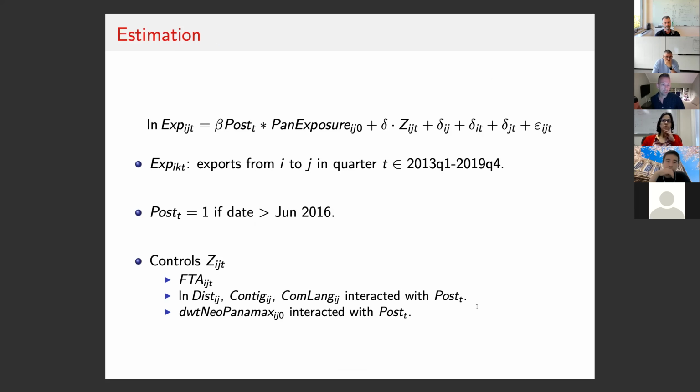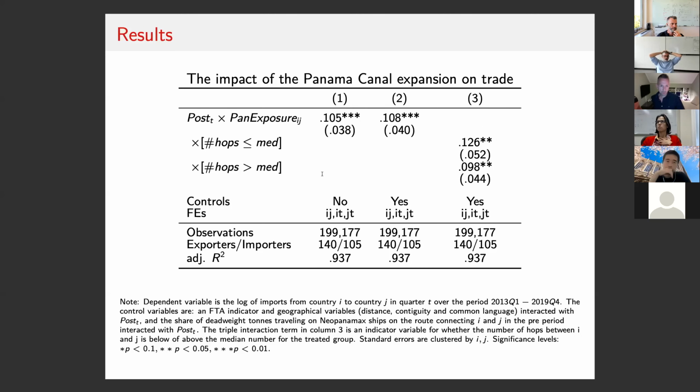So this is our simple diff-in-diff. I'm going to regress the log of exports between countries i and j at time t on this Pan exposure measure and a post variable that turns one in the third quarter of 2016. And I can include a bunch of gravity-type fixed effects here: country pair level, source quarter, destination quarter. And we can have some controls here as well that I'm going to show you in a minute. So this is what it looks like.